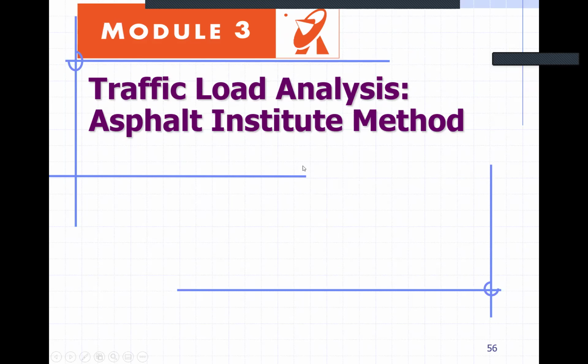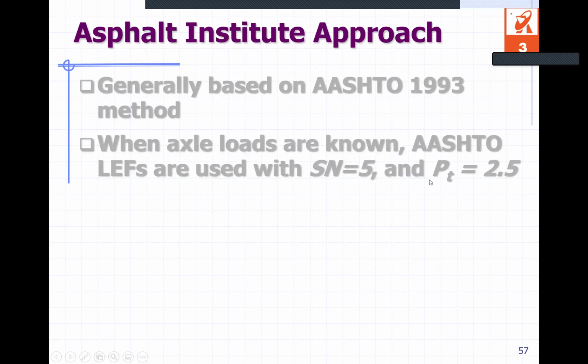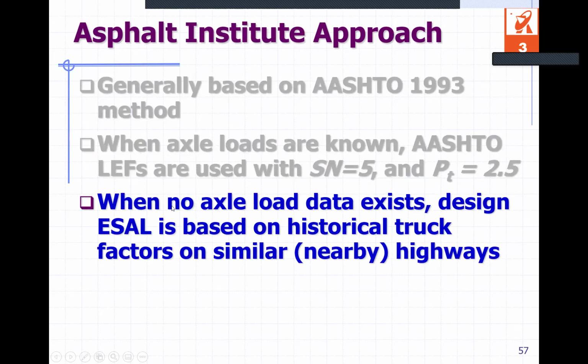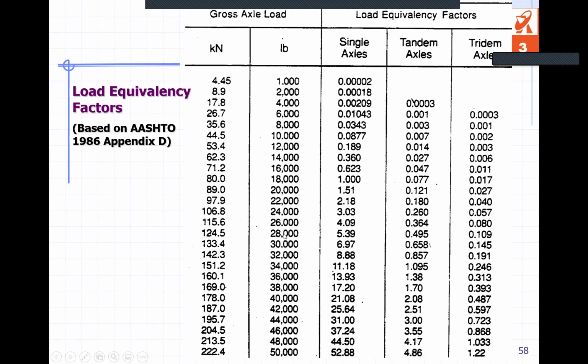The last method is the traffic load analysis from the Asphalt Institute. This is similar to the AASHTO 93. It uses a structural number of 5 and terminal serviceability of 2.5. And this is useful when you have no data, no axle load data. You need to look for similar sites or some historical data and use some of the tables. So this will be your load.